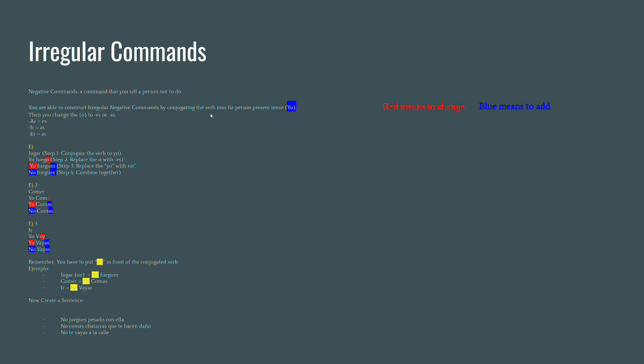In the examples I'm about to give you, the words highlighted in red mean to change, and the letters highlighted in blue mean to add. You can change the O to ES or AS. For example, AR can change to an ES, IR can change to an AS, and ER can change to an AS.